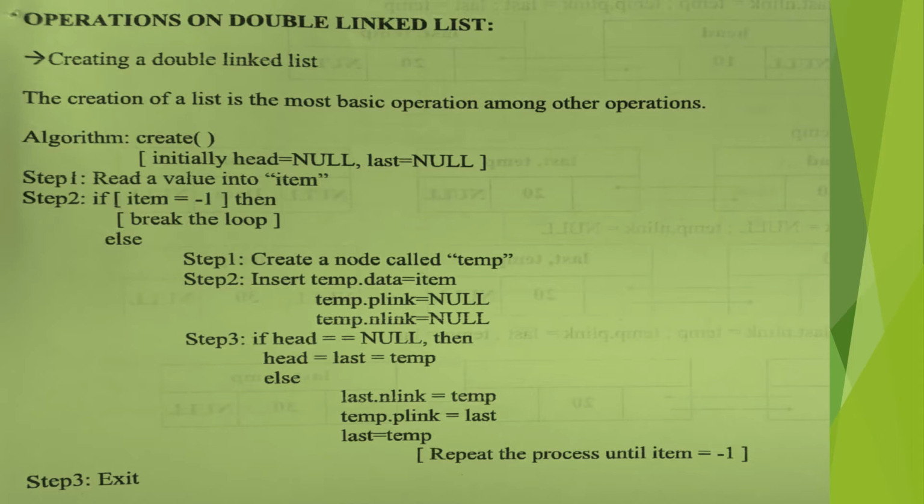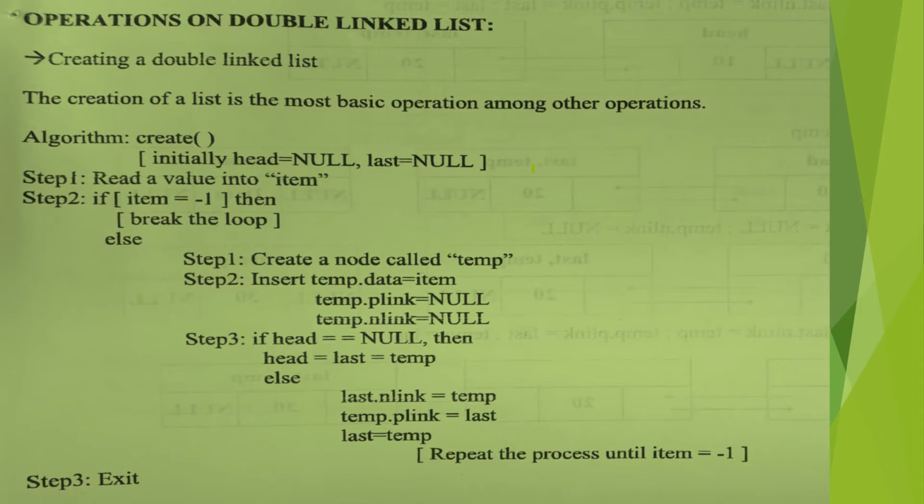Means if we don't want to insert any element or add an element into the double linked list, then give item equal to -1, then it will exit from the loop. Or else if we want to insert other than -1, then create a node called temp.